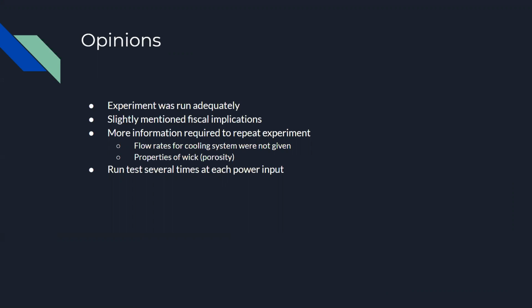Additionally, more information was required so that we can repeat the experiment, such as not mentioning the flow rates for the cooling system, as well as the properties of the wick, such as the porosity. And we also believe that they should run the test several times at each power input instead of a single time. Previously, I mentioned in the graph of temperature difference versus input power, there was a hump at 30 watts, which is likely the cause of error when taking data. So if they took several data points at each power input, this could have been avoided and we could have more insight into the system.